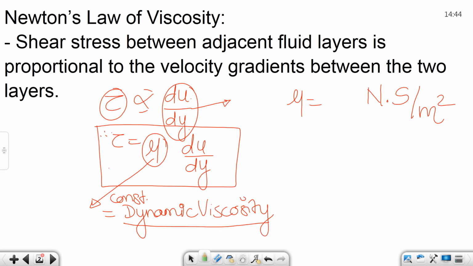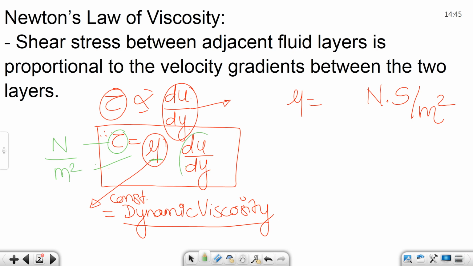I am using different things to remember. So see, for mu, how does this unit come? Newton second per meter square. This is the SI unit for dynamic viscosity. Mu is equal to tau divided by this whole term. So I'll just write the unit for tau. Tau is the shear stress, so the unit of stress is Newton per meter square.